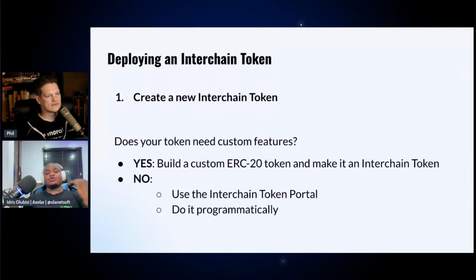The first one here is if you want to create a new Interchain token. The first question you might want to ask is, does your token need custom features? Like, do you have a custom implementation on your token? If yes, then what you need to do is build a custom ERC20 token and then make it an Interchain token. If no, then you can just leverage the Interchain token portal to create a brand new Interchain token directly from the UI, or you can also do it programmatically. So in the demo session, we'll be doing it programmatically, and you'll see the step-by-step on how to do that.